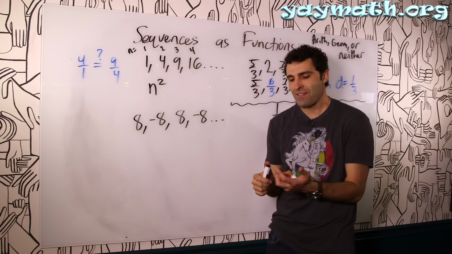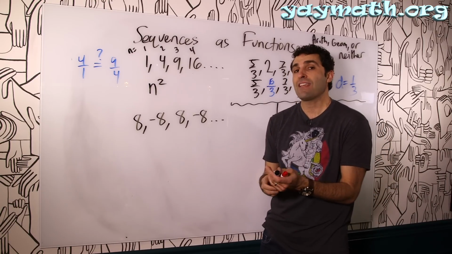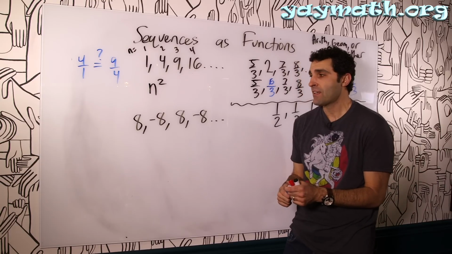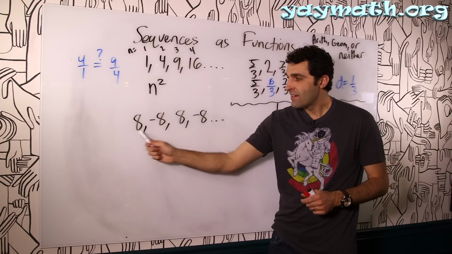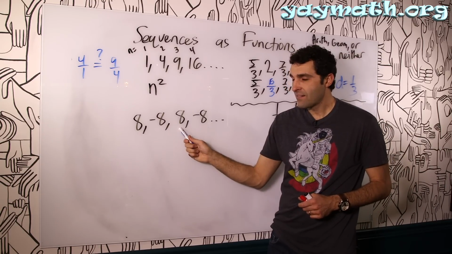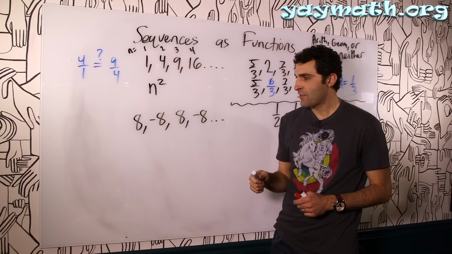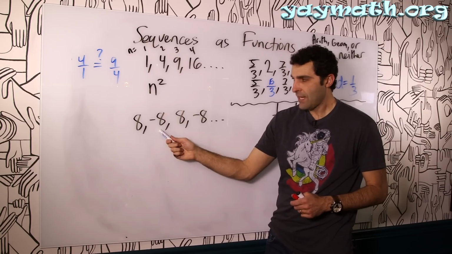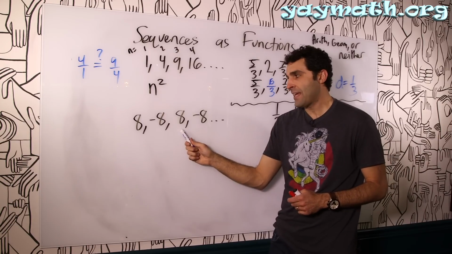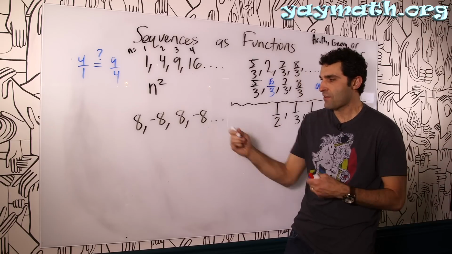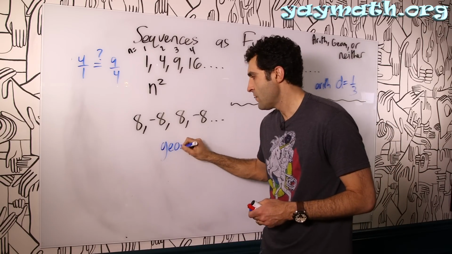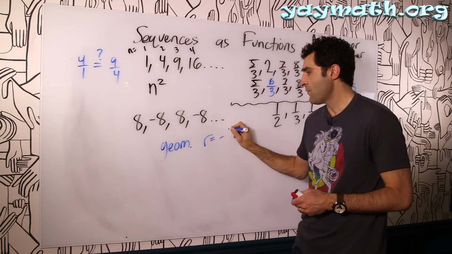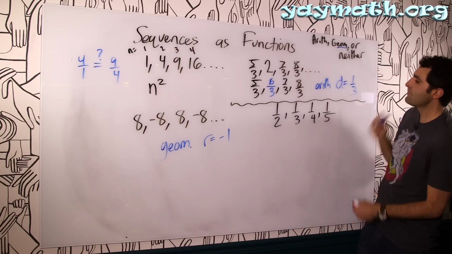Are we multiplying by something? And if you look closely at it, the answer is yes, we are multiplying. We're multiplying by -1. It's kind of cool. 8 times -1, -8. Times -1, 8. Again, times -1, -8, and so forth. So this is geometric, and r equals -1. So it is technically a geometric.